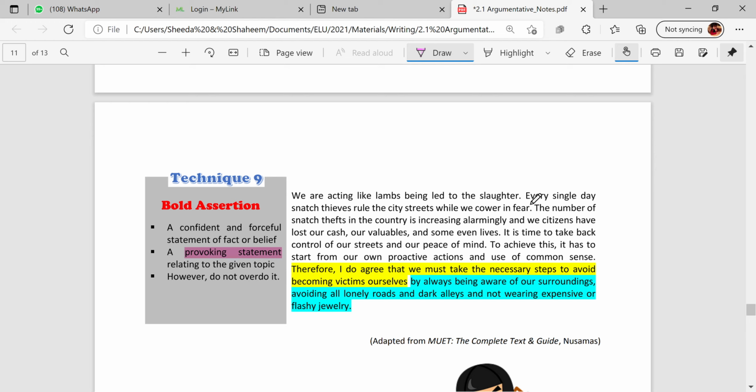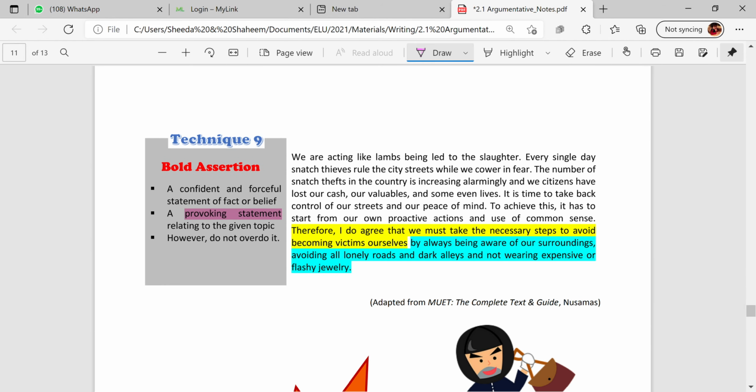So as you can see, if you are somebody who is good with your words, or you are a drama king or drama prince or a drama queen, perhaps you are able to use this bold assertion. For example, we are acting like lambs being led to slaughter every single day. It's full of drama. So bold assertion is a provoking statement or full of drama. So you begin with a bold statement, and then you explain it, enter the topic, and then your stand, and then your thesis statement.